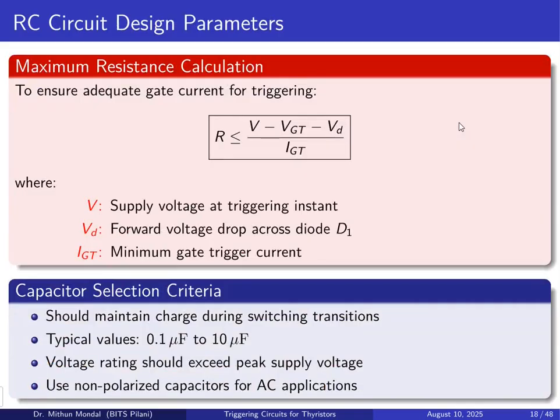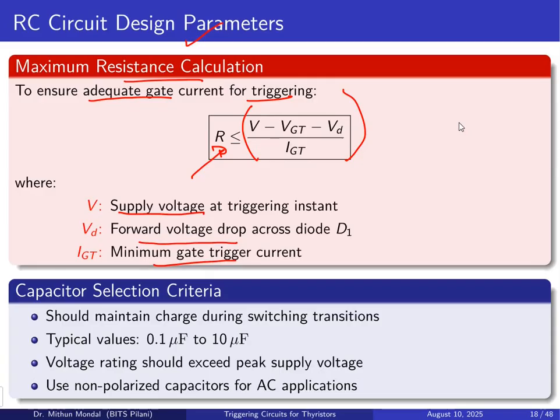RC circuit design parameter: you can see it has to ensure that adequate gate current is flowing for triggering. So the maximum resistance calculation: R should be less than this value, which is given by the supply voltage, the forward voltage drop Vd, and the minimum gate trigger current IGT.